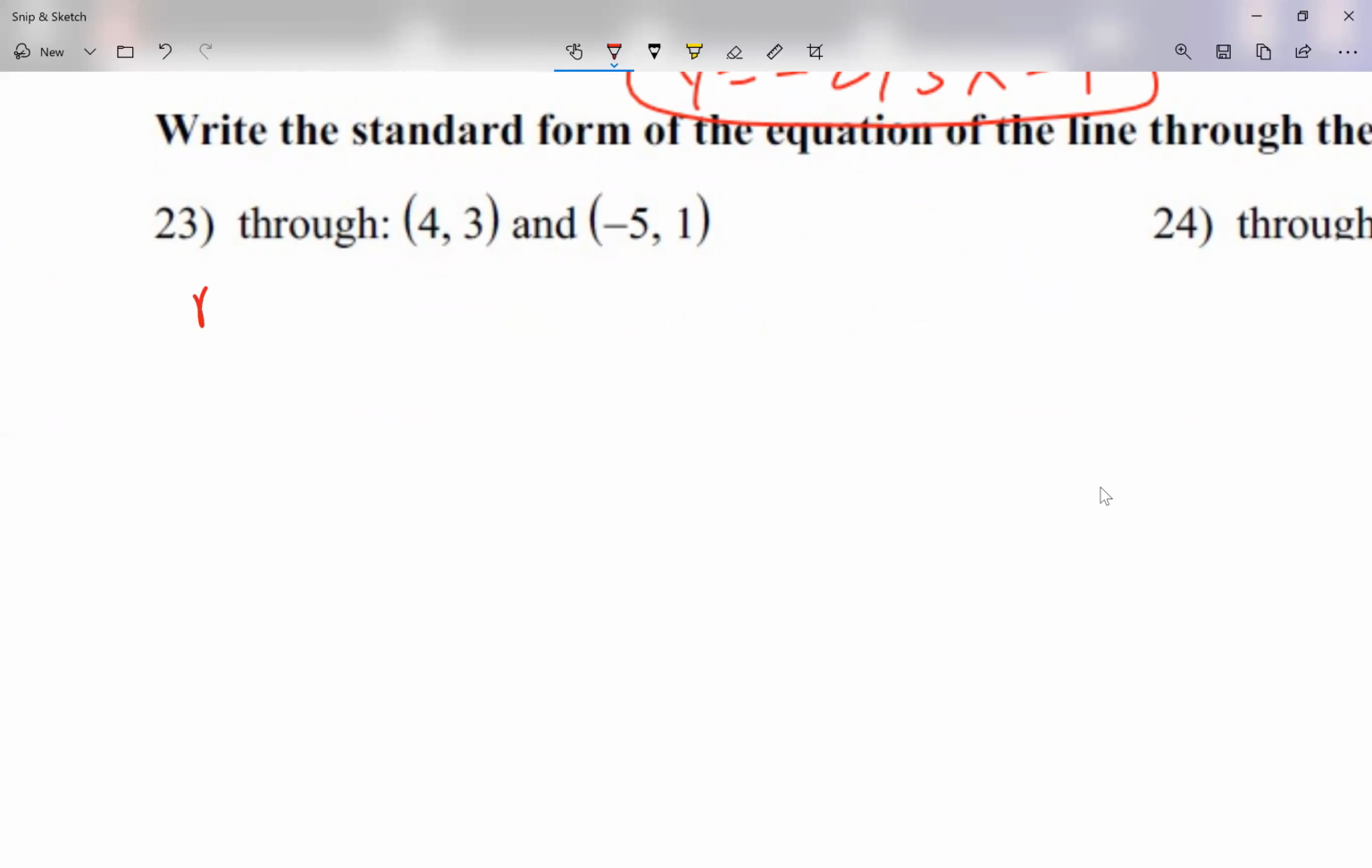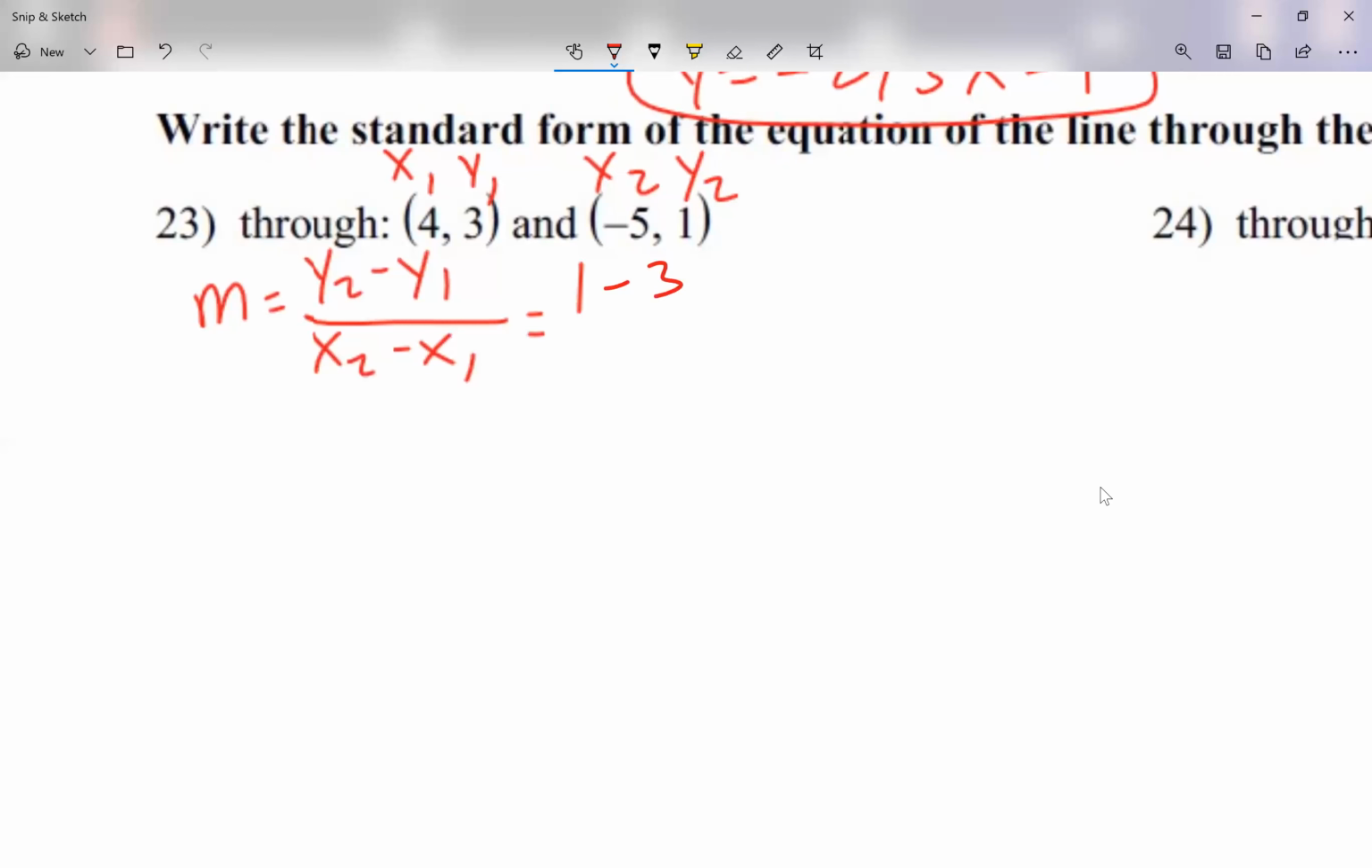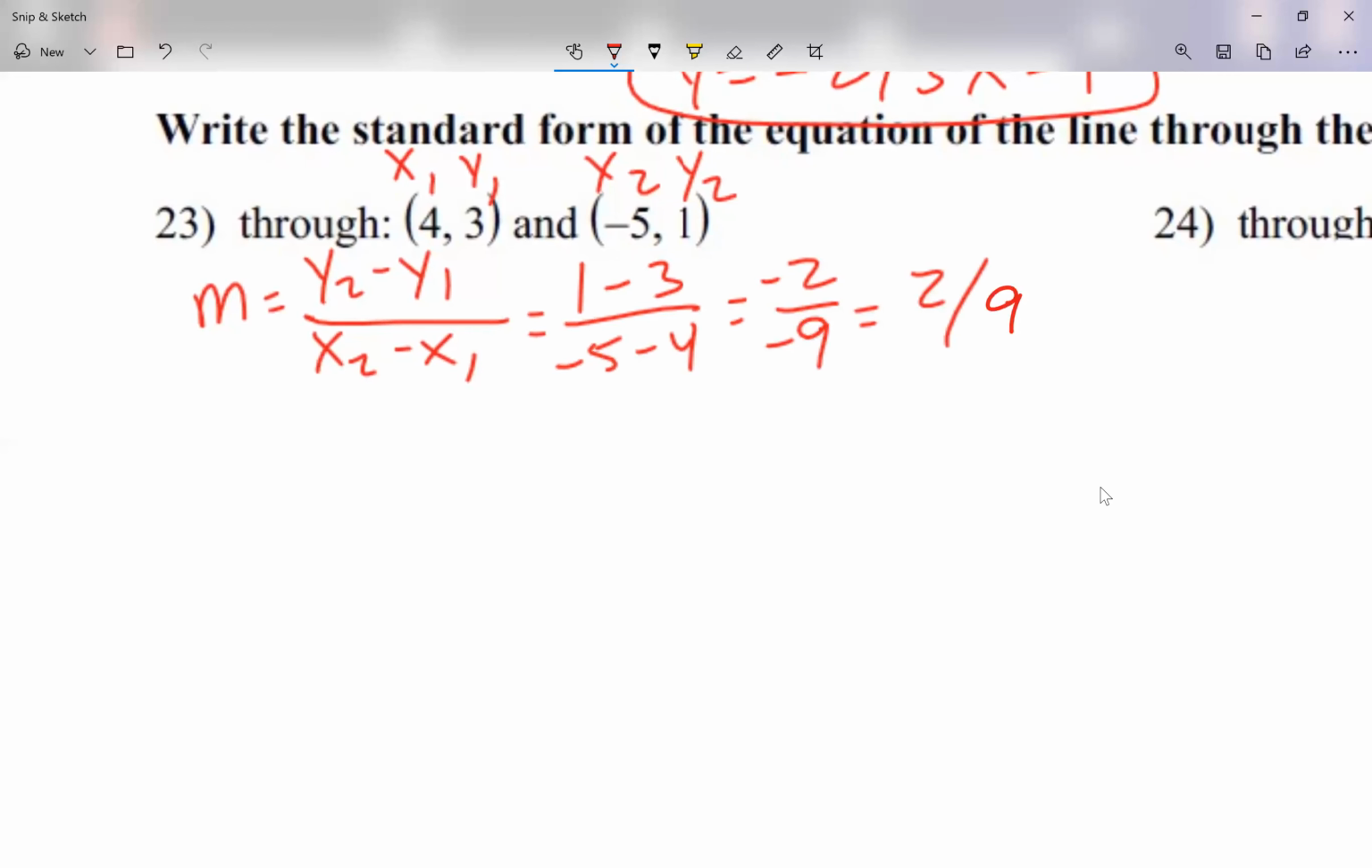And remember that's y2 minus y1 over x2 minus x1. So I'm going to label my points x1, y1, because that's the first point, x2, y2, because that's the second point. So I have 1 minus 3 over negative 5 minus 4. That gives me negative 2 over negative 9.